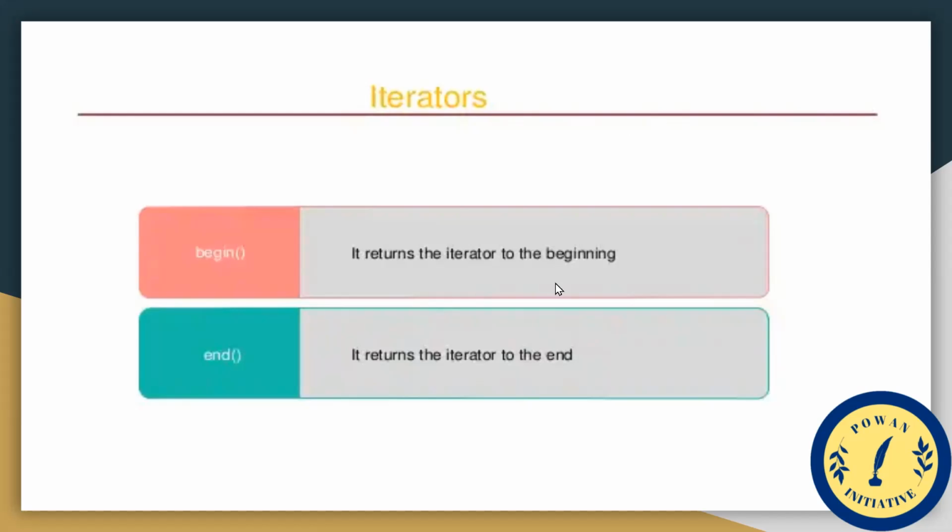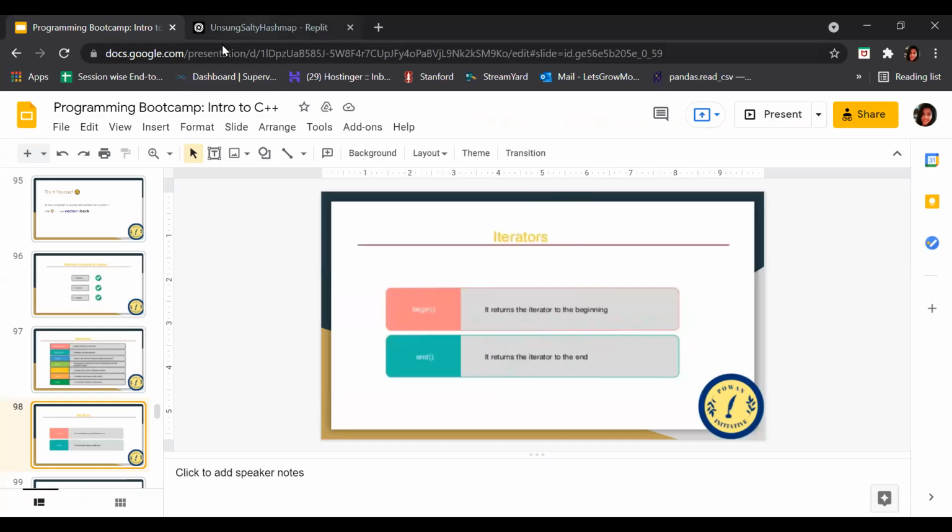We can say that C++ supports random access iterators. Here are a few functions: begin and end. What does begin do? It returns the iterator to the beginning. And what does end do? It returns the iterator to the end. Okay. So let's have a look. Let's get on to our hands-on part.